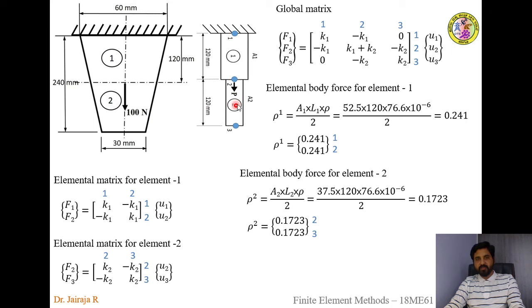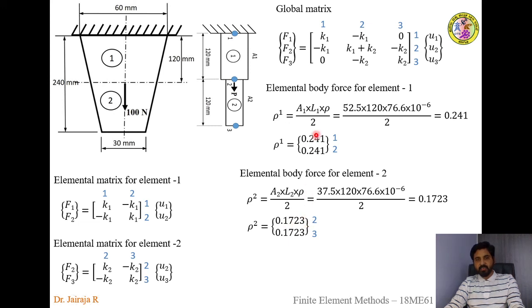But element 2 is formed between node 2 and node 3, so we need to write it in terms of nodes. The body force at node 2 is 0.1723. The body force at node 3 is 0.1723. Since node 2 is common for element 1 and element 2, here also the 0.241 body force is acting at node 2, and 0.1723 is also acting.